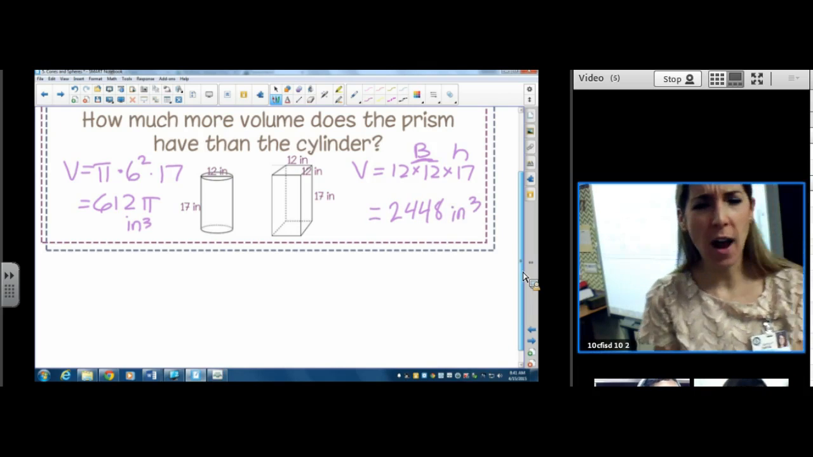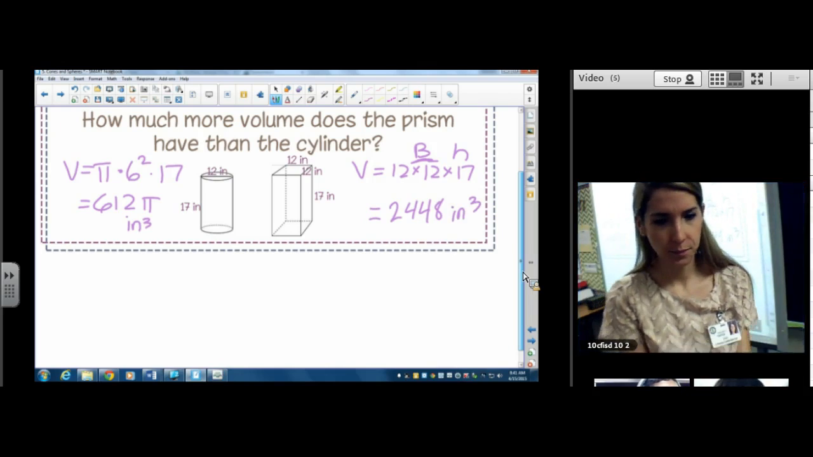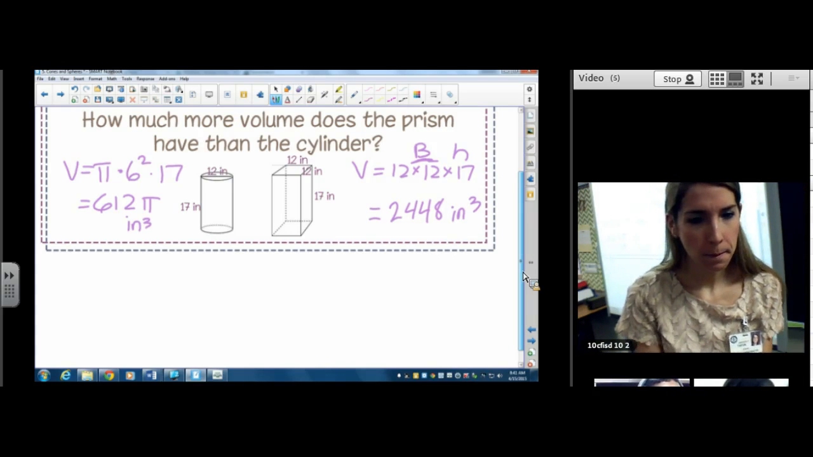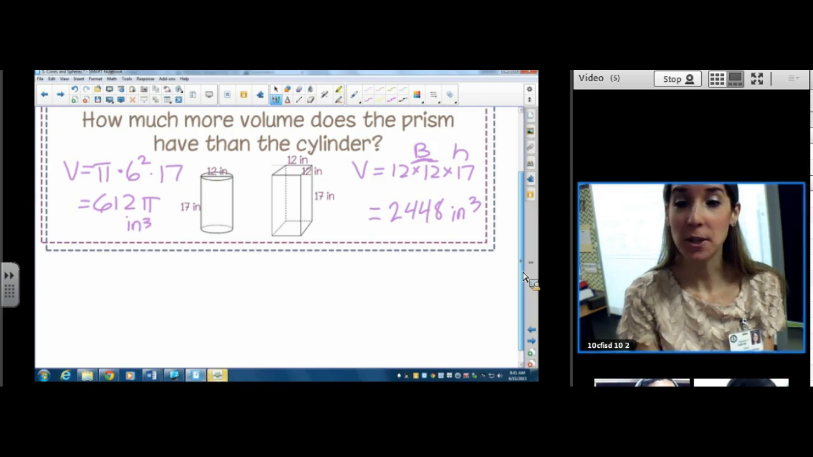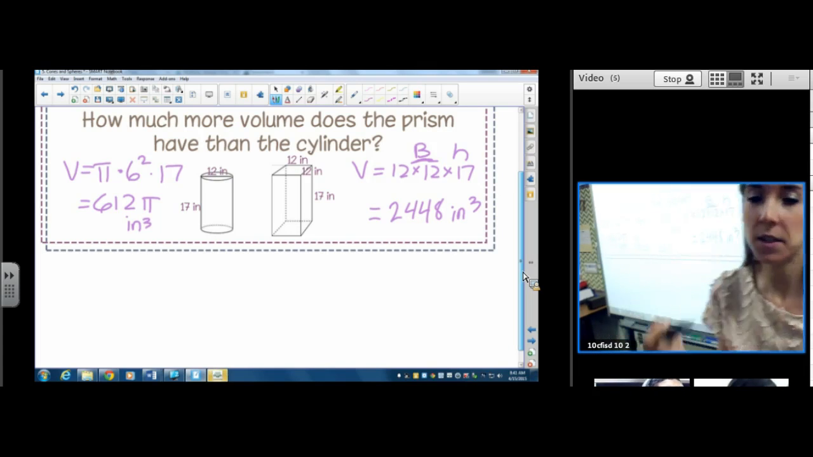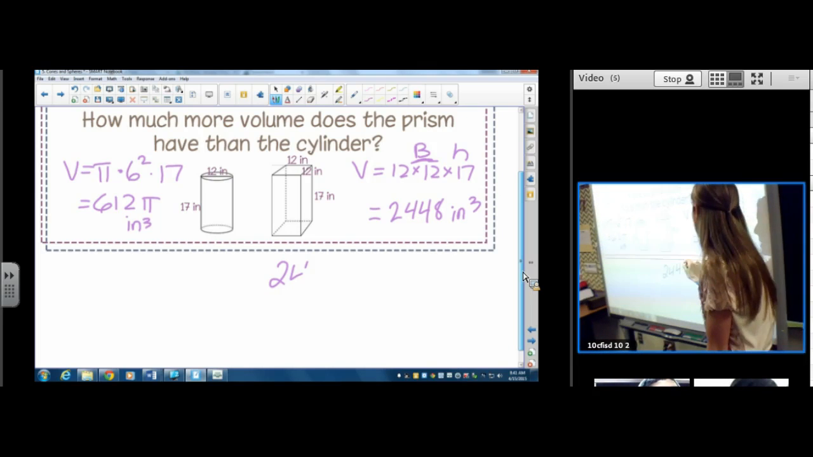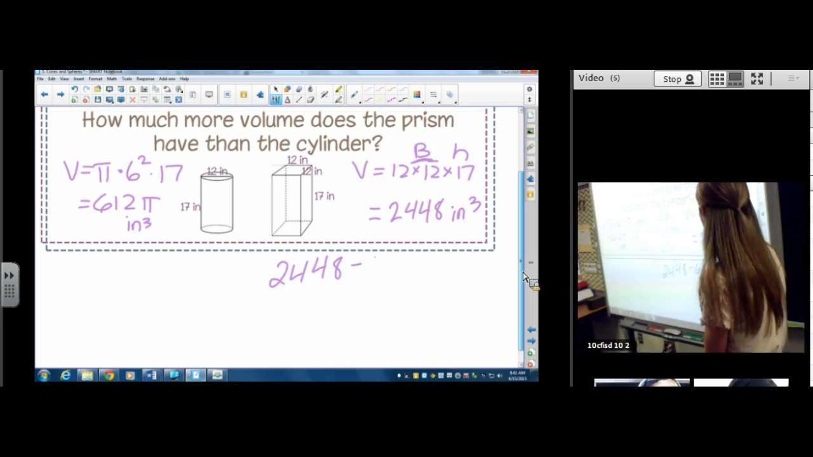Which one's bigger? I forgot. Which one did they say is bigger? It says how much more volume does the prism have? So we know that the prism is the larger one. So the answer to the warm-up is 2,448 minus 612 pi.